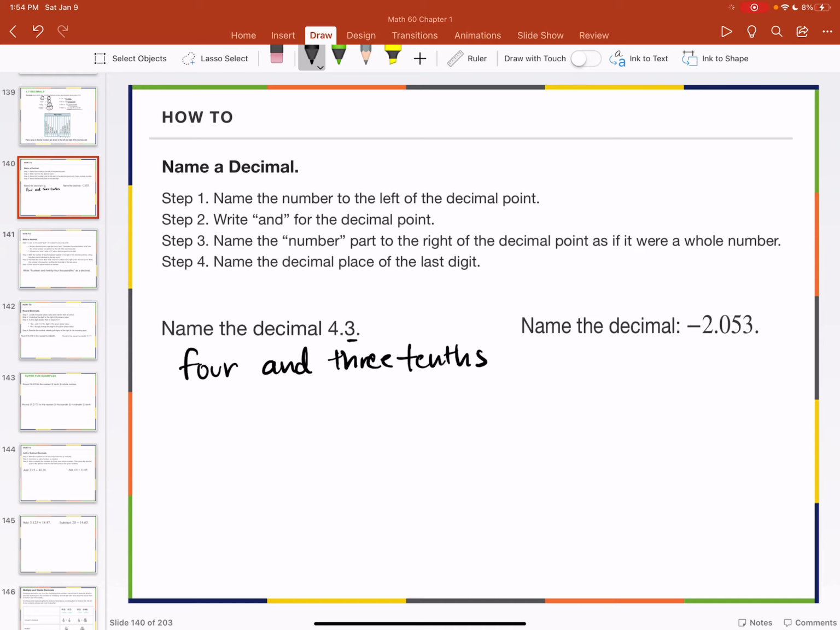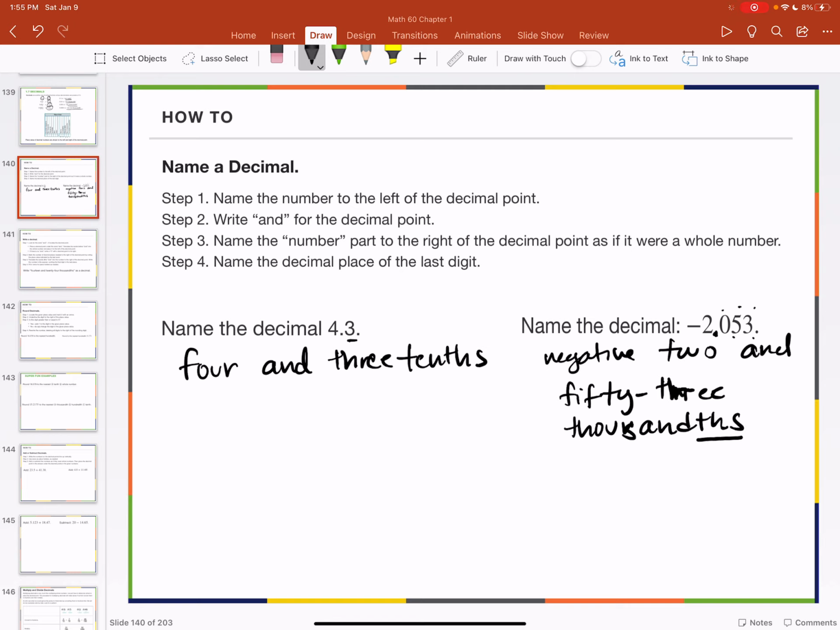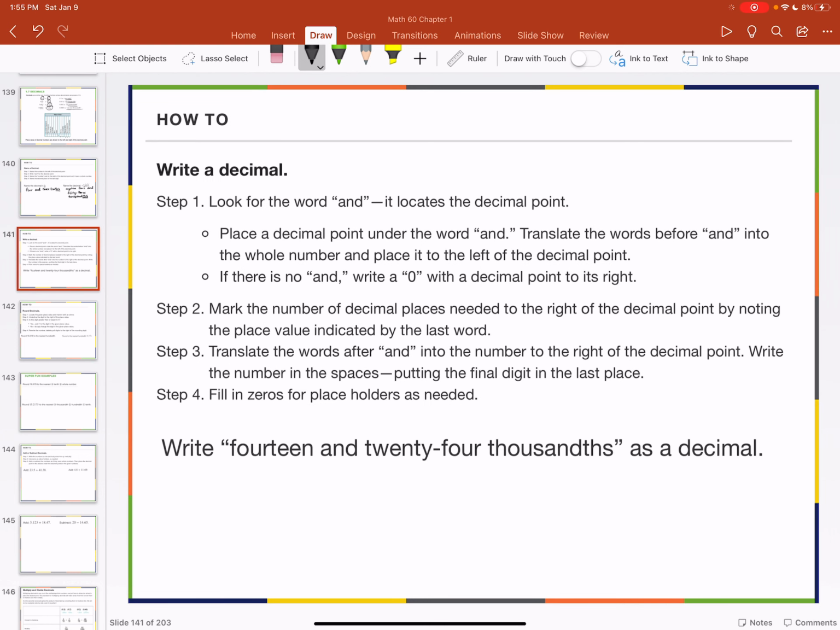So this decimal would be negative 2, and then there's a decimal, so we would write "and", then you have 533. It's tenths, hundredths, thousandths, so this would be thousandths. Remember that the decimal always ends with the "ths" sound.